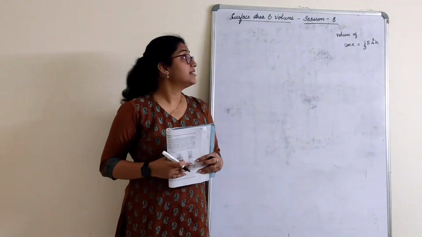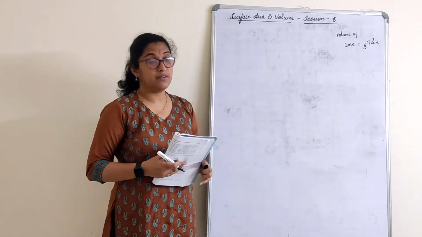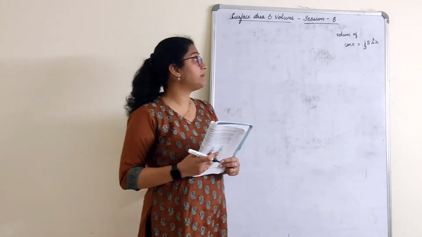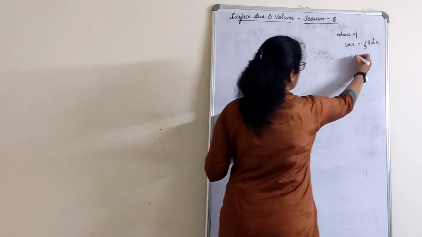Good morning. We'll start session 8 on the chapter Surface Area and Volume. Today's session will be on volume of a cone. The formula is 1 by 3 pi r square h cubic units.